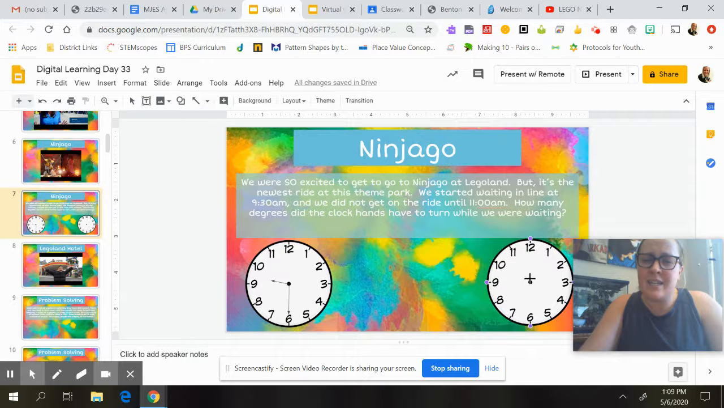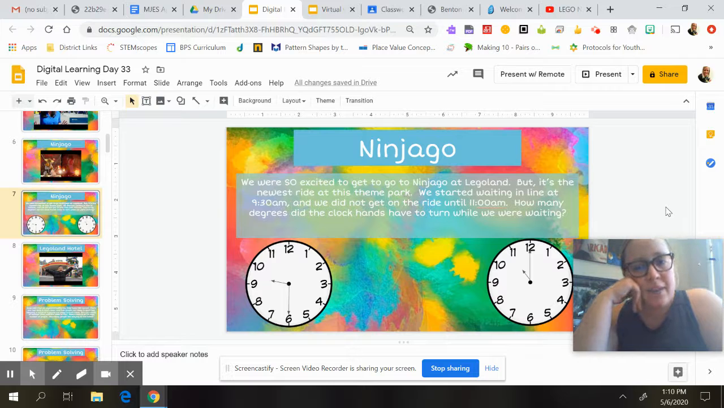And I know that I don't get on the ride till the clock says 11. So my shorthand is going to be pointed at the 11. And then I'm going to draw my long hand. And if we're thinking about our 5 facts, we have no minutes. So it's going to be pointed at the 12. I want to know how many degrees the minute hand had to turn in order to make it to 11 o'clock.